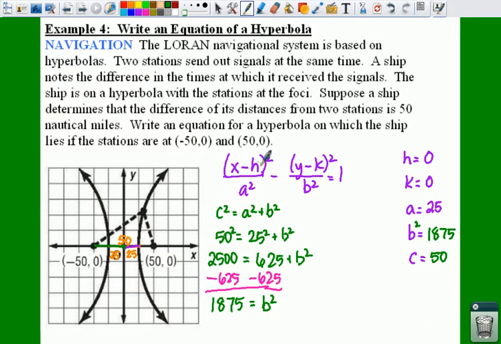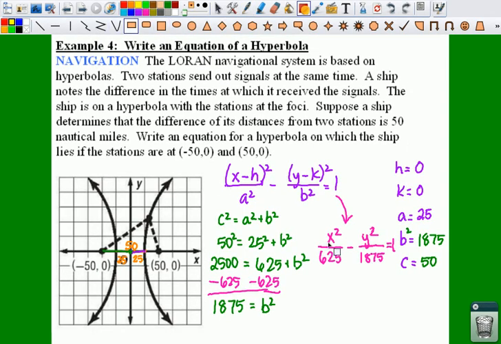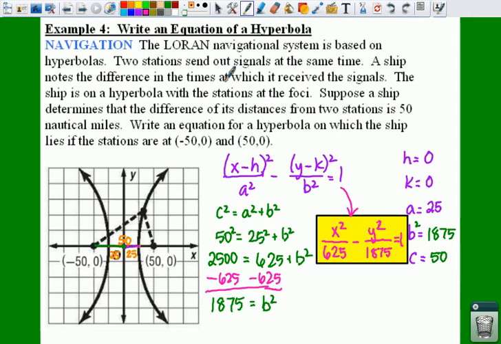So remember, if we have an x minus h, which is 0, that's just going to give us an x squared over a squared. We actually already found a squared. That's 625, minus (y minus 0), which is y squared, over your b squared, which is 1875, equals 1. So that is your equation when using your Lorentz navigation system and when you are centered at your origin.